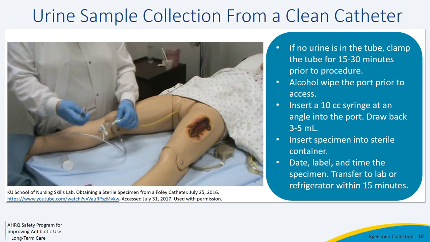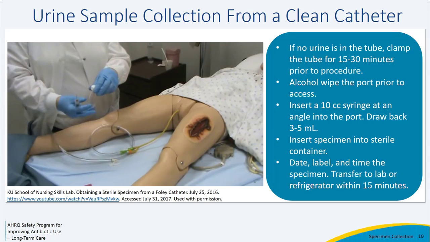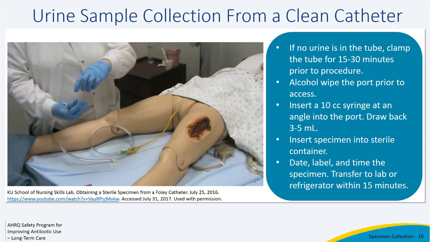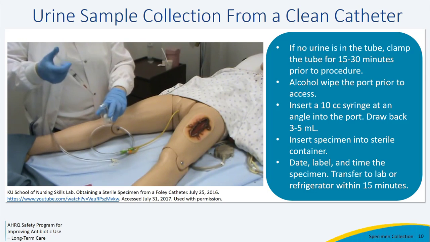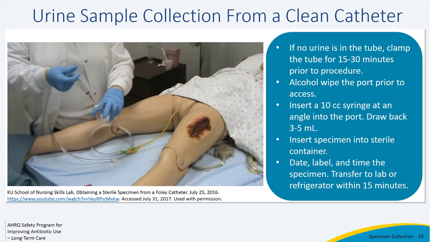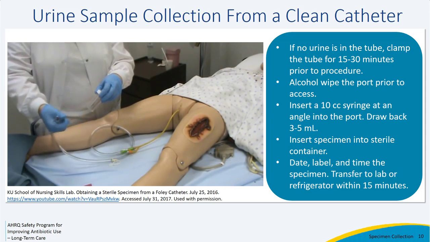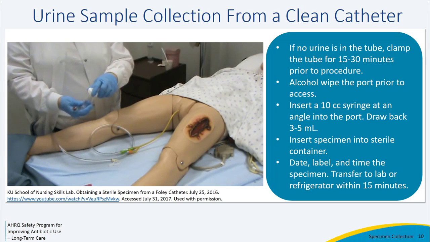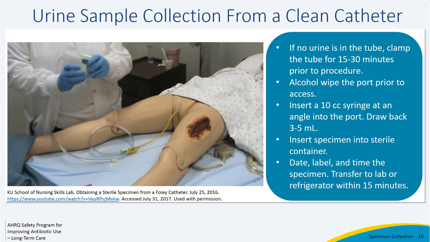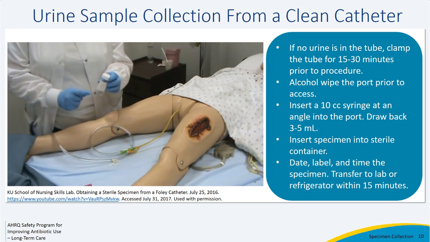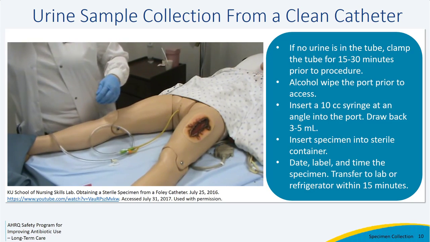Remove your syringe, unclamp the catheter, take your sterile specimen container, and make sure that the lid stays in a downward position. Insert your urine into the tube, flip up your safety cap on your needle, screw the cover on, and make sure that you date, label, and time this. It needs to get to the lab within 15 minutes to remain viable, so that bacteria does not grow.